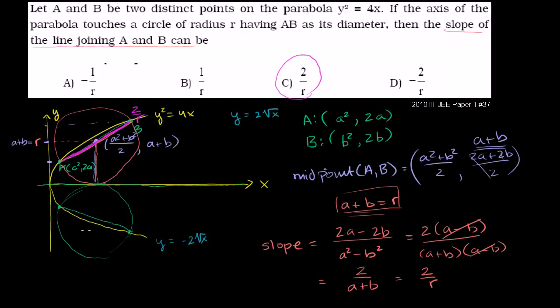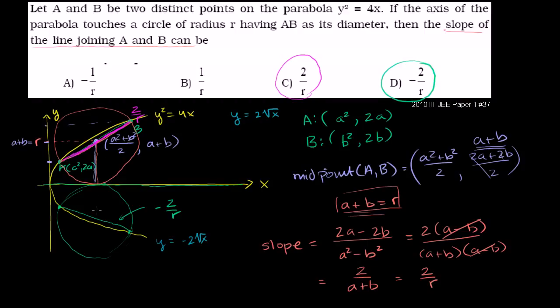And you can see everything is symmetric. It's just flipped around the axis of symmetry. It's flipped around the x-axis. Whatever is the slope up here, the negative of it is going to be the slope over here. So this is also a potential slope. So if this is 2 over r, then this slope over here is negative 2 over r. So this is also an option.